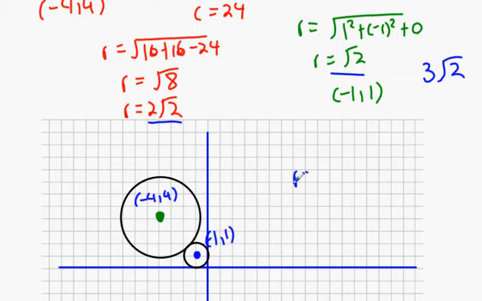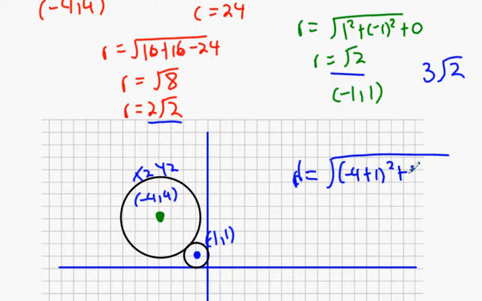Let's find the distance between both points, okay? It's x2 minus x1, so call that x2, y2. So it's going to be minus 4 plus 1 squared, and 4 minus 1 squared. It's going to be 3 squared plus 3 squared, which is root 18. Root 18 is in fact 3 root 2. External it is. Are we right with that? Yes.